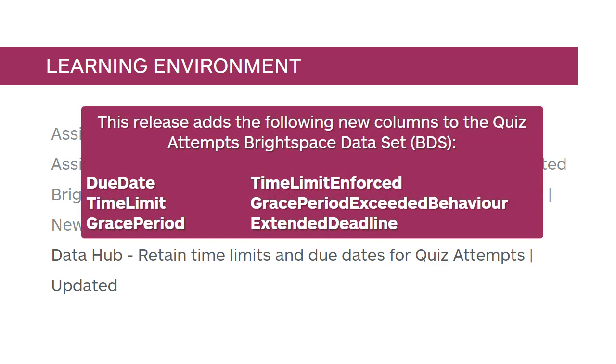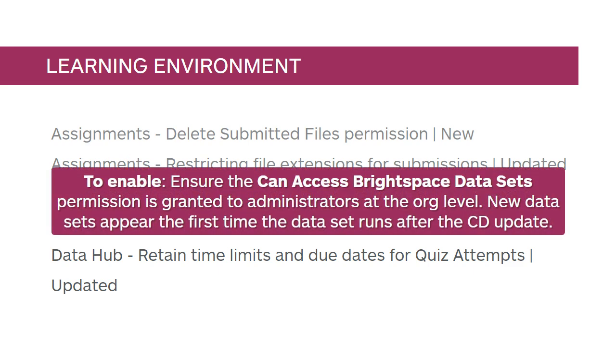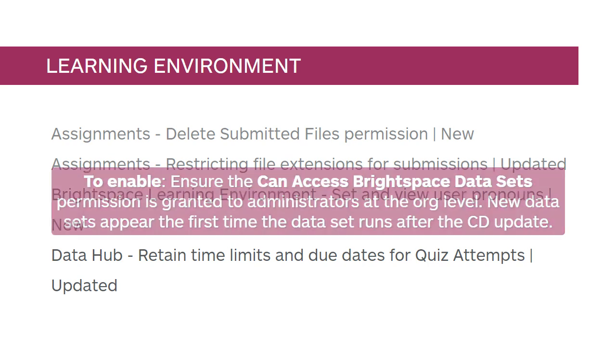This release adds the following new columns to the quiz attempts Brightspace dataset: due date, time limit, grace period, time limit enforced, grace period exceeded behavior, and extended deadline. To enable, ensure the Can Access Brightspace datasets permission is granted to administrators at the org level. New datasets appear the first time in the dataset runs after the CD update.